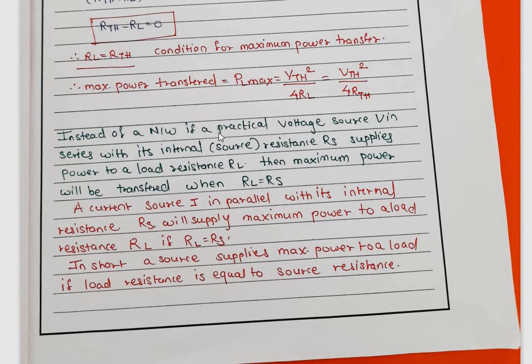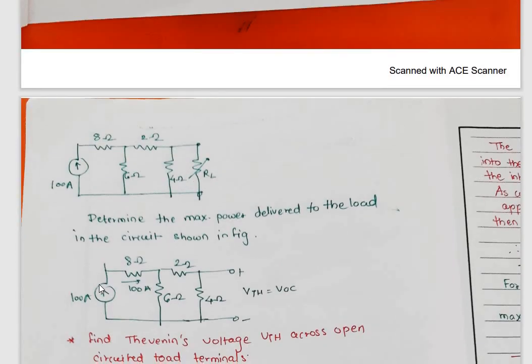Instead of a network, if a practical voltage source V in series with its internal resistance RS supplies power to a load resistance RL, then maximum power will be transferred when RL is equal to RS. A current source I in parallel with its internal resistance RS will supply maximum power to a load resistance RL if RL is equal to RS. In both cases this is a true condition. In short, a source supplies maximum power to a load if the load resistance is equal to the source resistance.